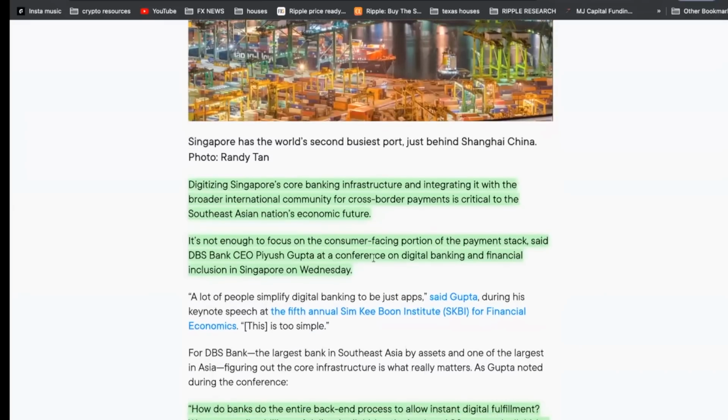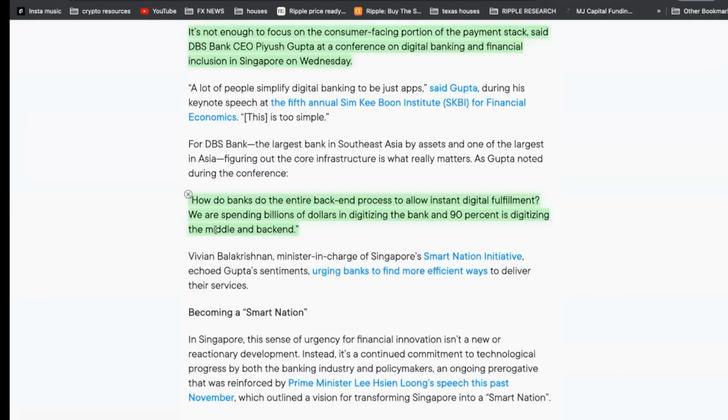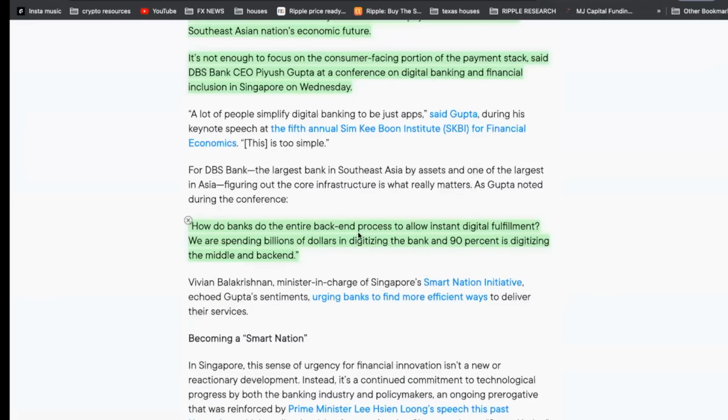It's not enough to focus on the consumer-facing portion of payment stacks, said DBS Bank CEO Piyush Gupta at a conference on digital banking and financial inclusion in Singapore on Wednesday. How do banks do the entire back end process? Again, pay attention, devil's in the detail, the back end process. Understand that this is a slow and steady process that is happening behind the scenes, ladies and gentlemen, that you cannot see. How do banks do the entire back end process to allow instant digital fulfillment? We are spending billions of dollars in digitizing the bank, and 90% is digitizing the middle and back end.